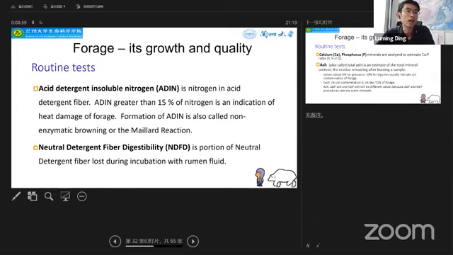Acid detergent fiber. So ADIN greater than 15% of nitrogen is an indication of heat damage of forage. Formation of ADIN is also called non-enzymatic browning or Maillard reaction. The neutral detergent fiber digestibility is the portion of neutral detergent fiber lost during incubation with rumen fluid.